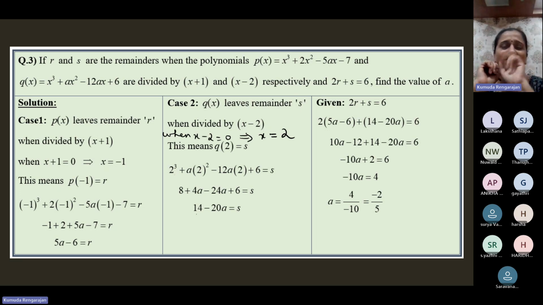Write only once, not 2 times. How long will you write? No, now only writing question and answer.